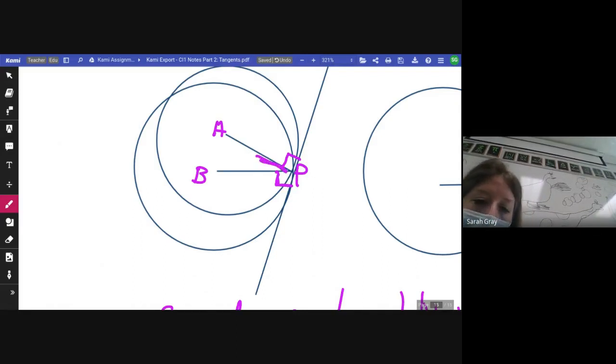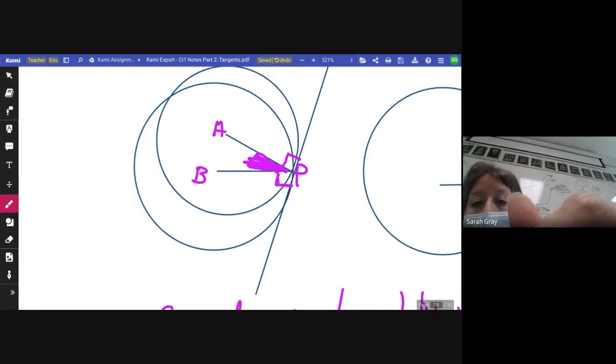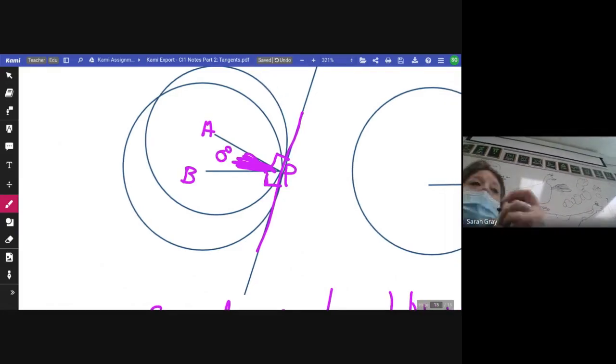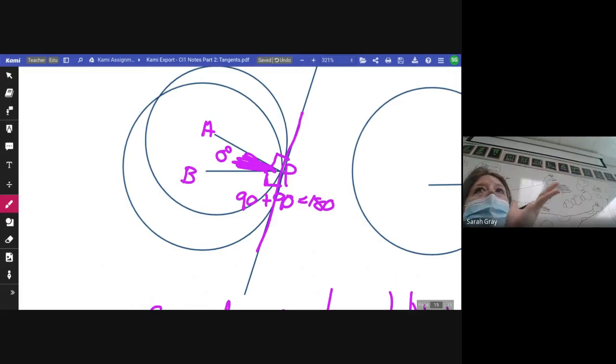So what's going on with this gap? How many degrees in the gap? Has to add up to 180 because that tangent line's a straight line. So that has to be a 0 degree gap. There can't be a gap there. 90 plus 90 equals 180. So that's why these two radiuses are forced to squish together and become the same line, because we've got 90 on the left and 90 on the right. It squeezes them together. So that's why it can't be that way for an internal tangent.